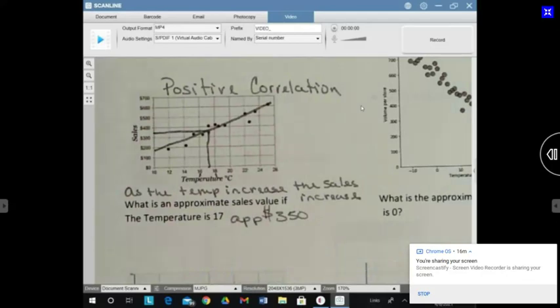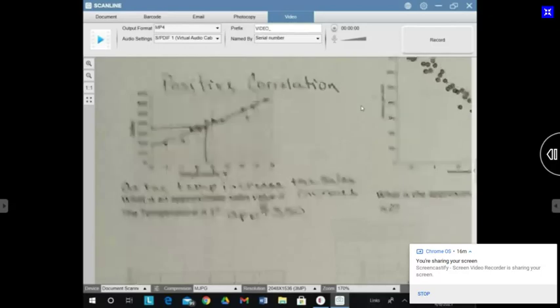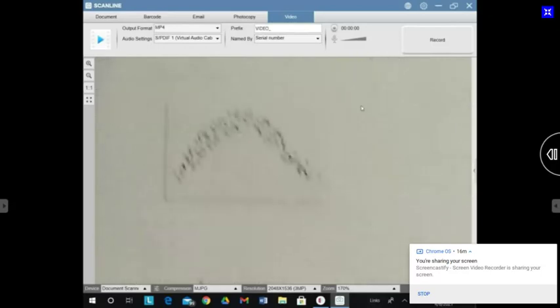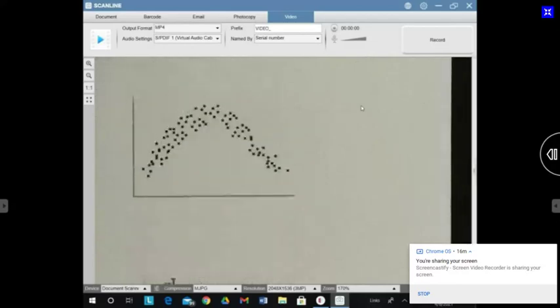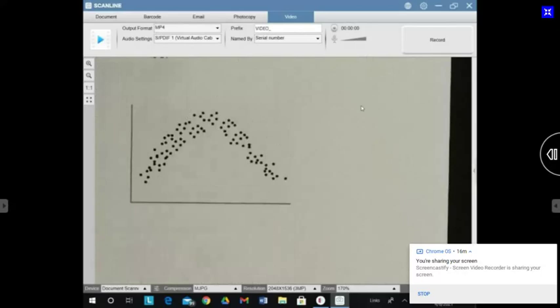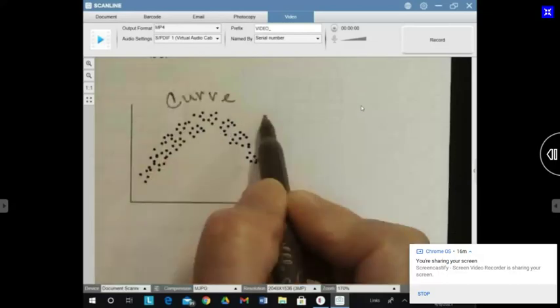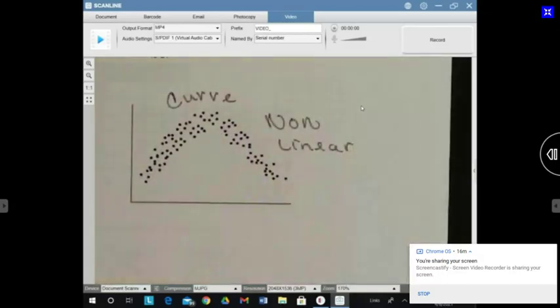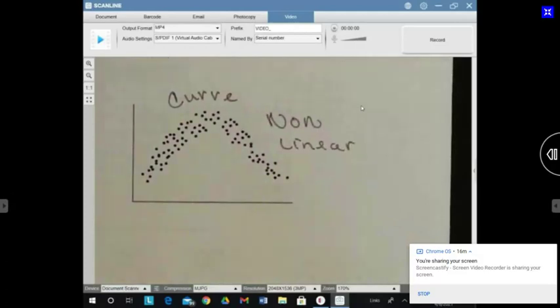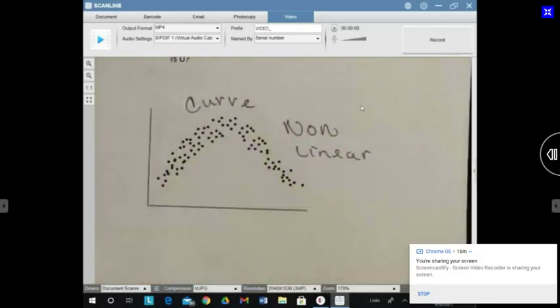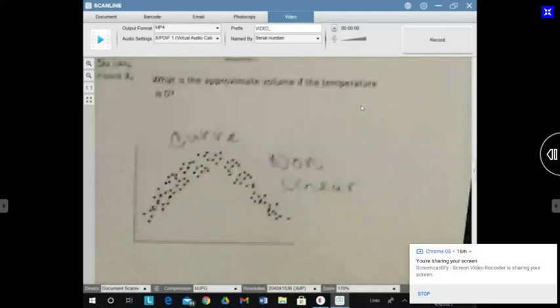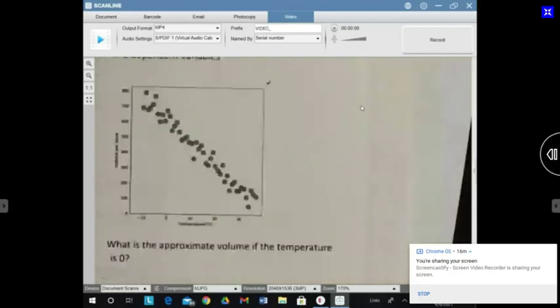What about this one in the middle here on the second side? Non-linear. We have a curve, right? So this is non-linear. All right, what about one more on here? That one? Okay, so what's the correlation? Negative, okay.